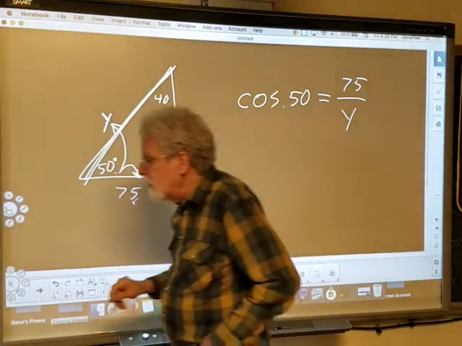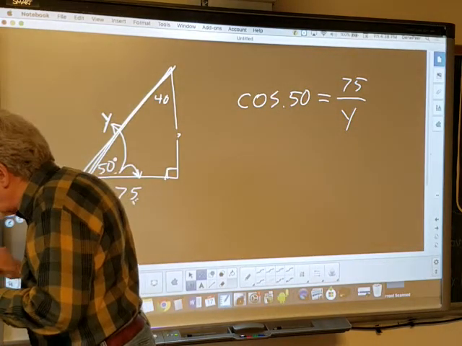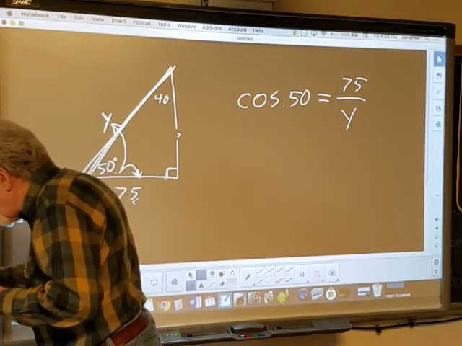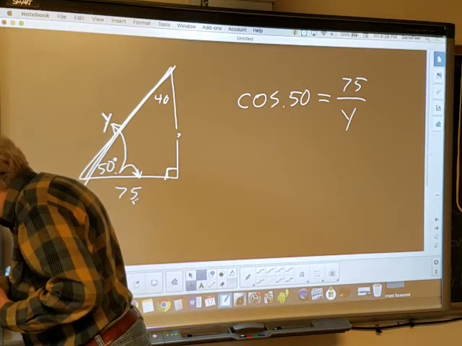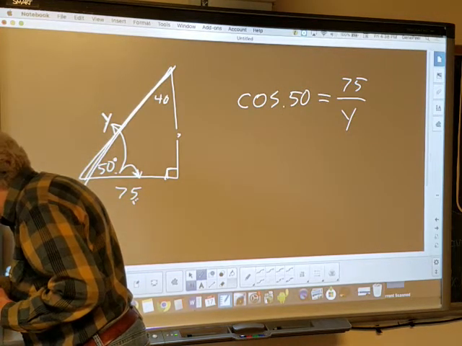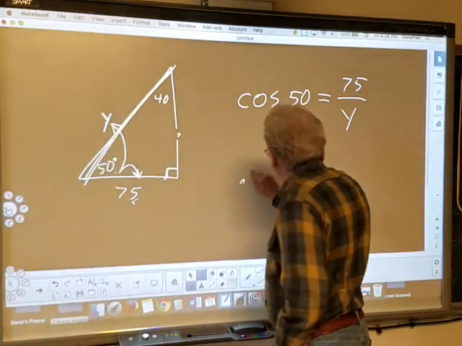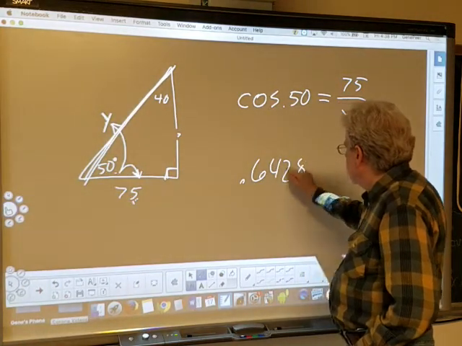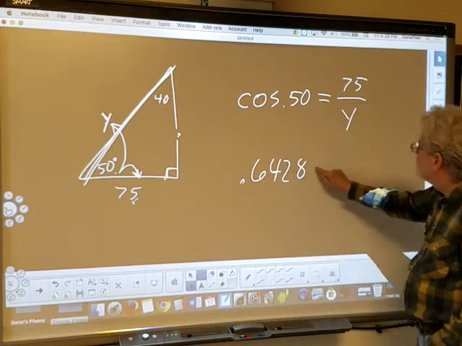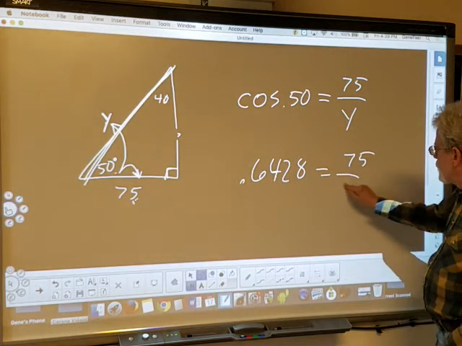We look up cosine of 50. Be sure you're in the right column. Cosine column, 0.6428. Please practice doing that before the test. 0.6428 is equal to 75 over y.